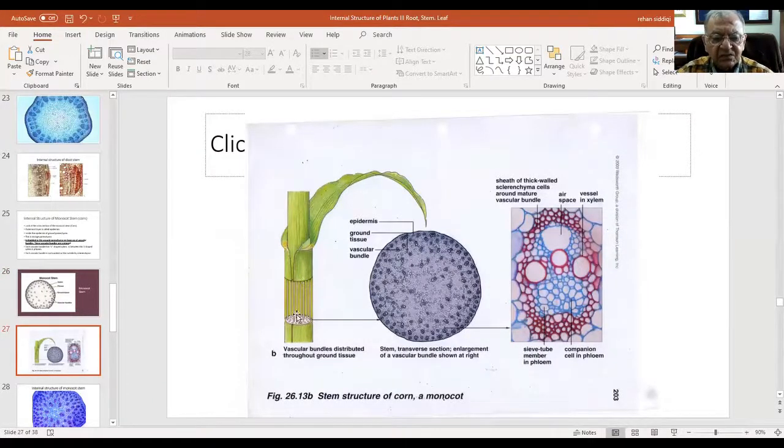Here these are the vascular bundles which are like rods, and this is a cross section of the monocot stem, and this is one vascular bundle. So it has V-shaped xylem with phloem which is present in between the arms of the xylem. This is the arrangement of vascular tissue in the vascular bundle, and the whole vascular bundle is surrounded on the outside by sclerenchyma. So this is the structure of monocot stem.